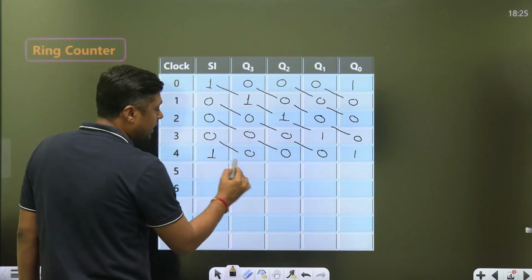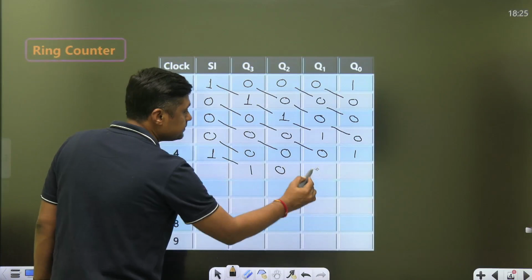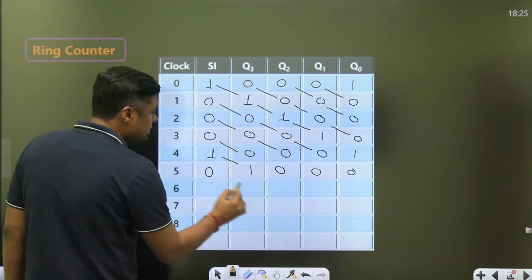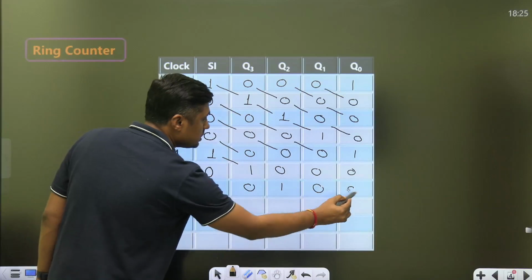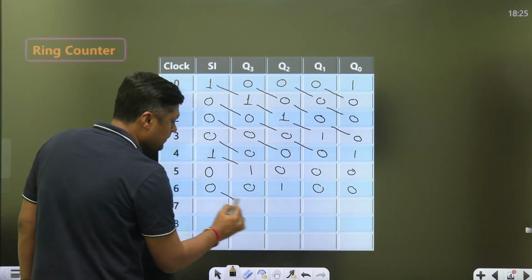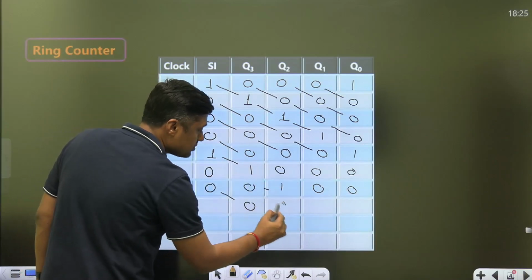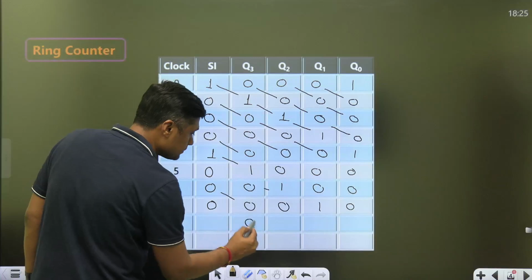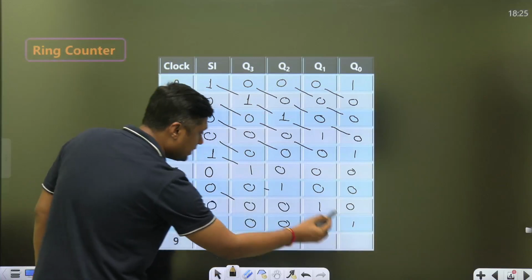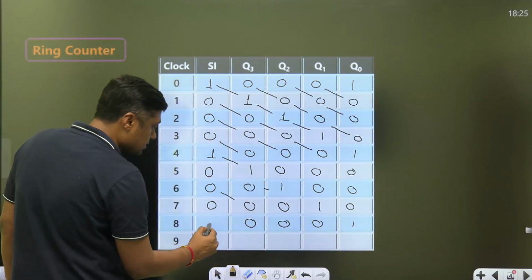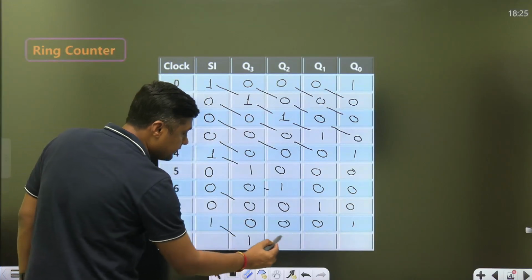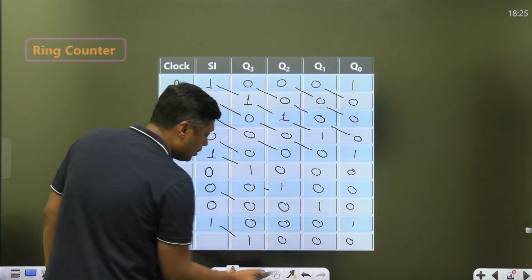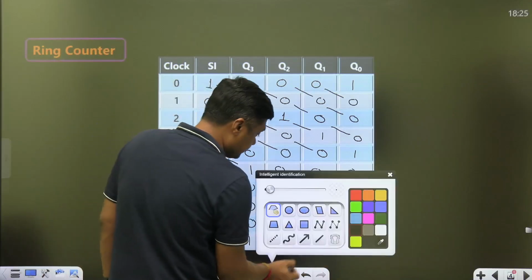Means again you will get this one shifted here. Now this 0 is shifted here. This 0 will become input, 0, 1, 0. Then again, after that there is a repetition. Okay guys, so this will become 1, and now this one is shifted here. Now you have to focus on this one.